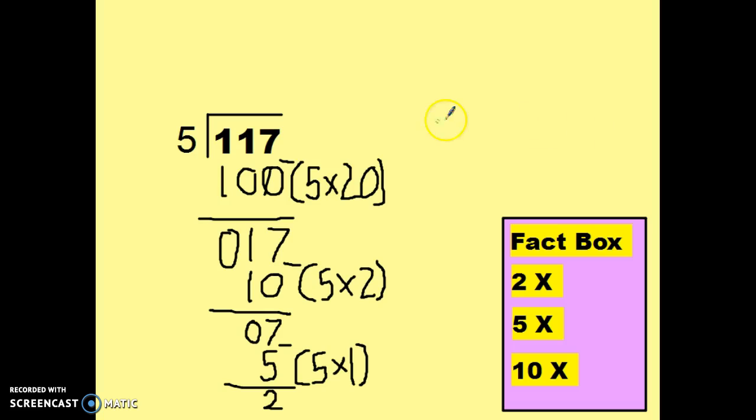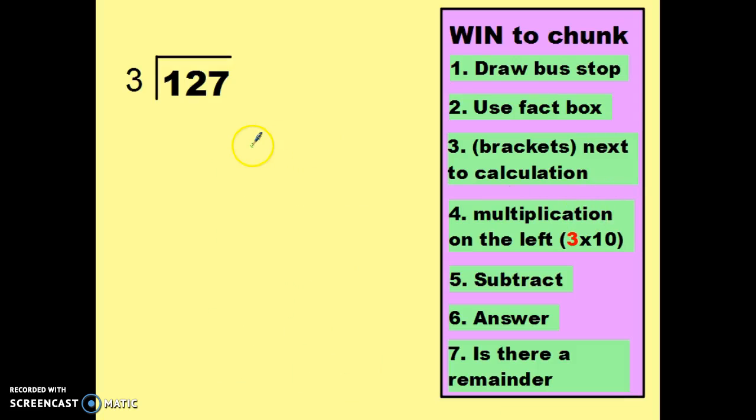With my colouring pencil, I'm going to circle all the groups on the right hand side. 20 add 2 is 22, add 1 is 23, and then my remainder down here is 2. Remainder 2.